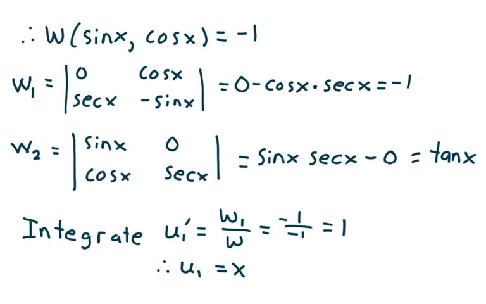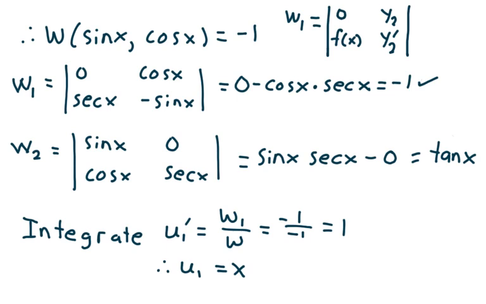Now, W1, just as a side note, is the determinant of a 2 by 2 matrix where the first column is 0, f of x, and the second column is y2 and its derivative. And that's exactly what I did. So notice that W1 is the determinant of a 2 by 2 matrix where the first column is 0, secant x. The second column is cosine x, negative sine x. So this determinant is 0 minus cosine x times secant x, which is equal to negative 1.